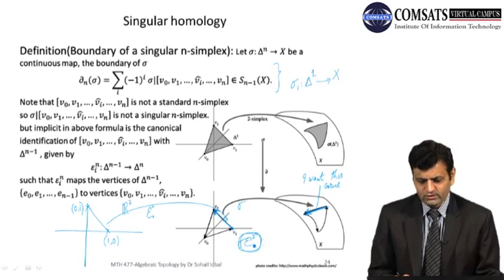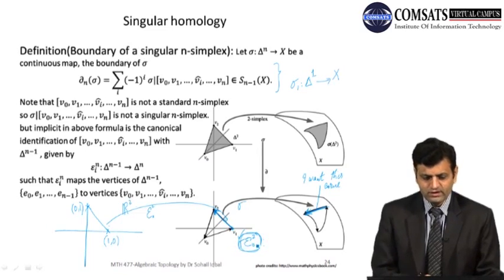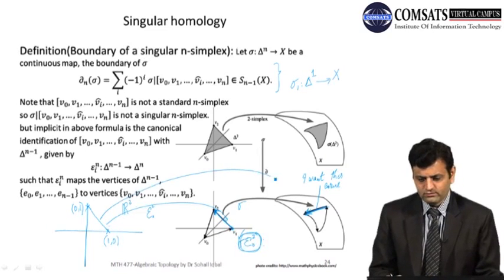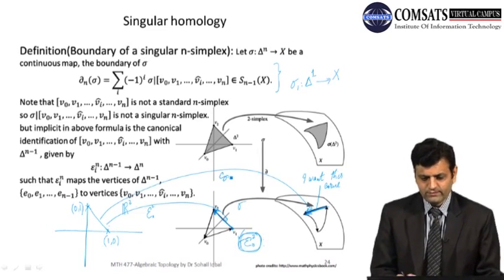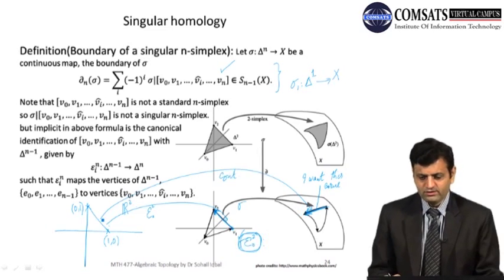Now this epsilon naught 2 is basically a continuous function, and sigma is also a continuous function, so the composition of these two is continuous. So it is this continuous function that we have in our mind when we are defining this thing. Okay, so this continuous function from the standard one simplex to this side of the boundary is basically our one face of the boundary of this singular 2 simplex.